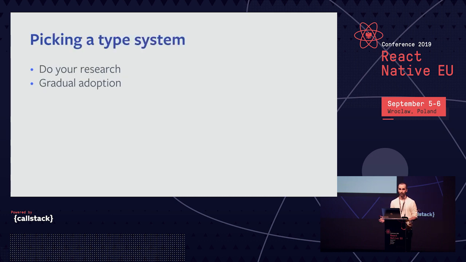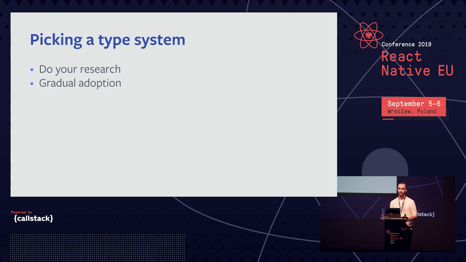Picking a type system is pretty hard. There's a couple of good options in JavaScript. I recommend doing your research to figure out which one works best for you. Flow and TypeScript are very good at different things. They have a lot of overlap, but they really specialize in different areas. And so I don't care which one you use, but if you're not using one, you definitely should be.